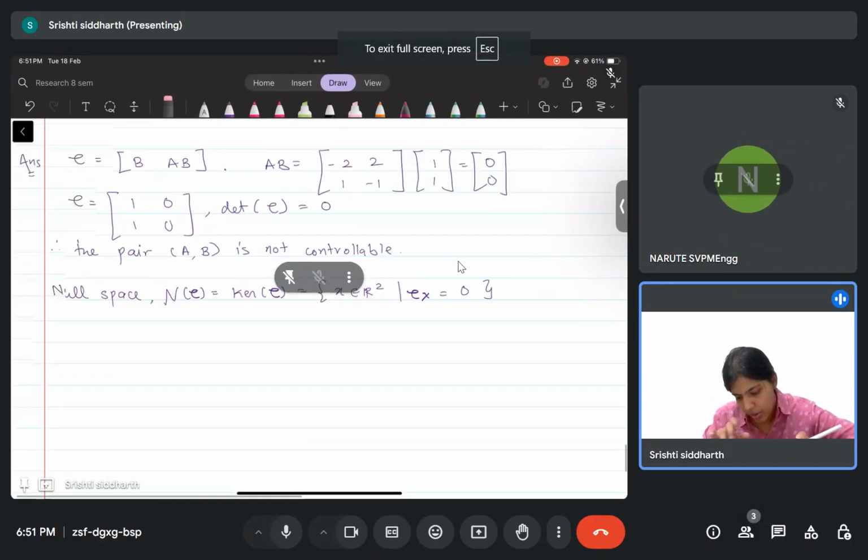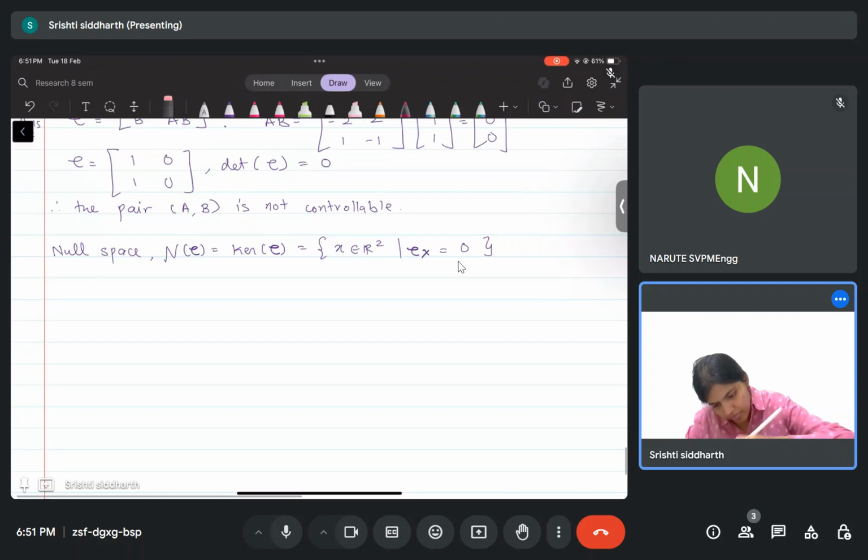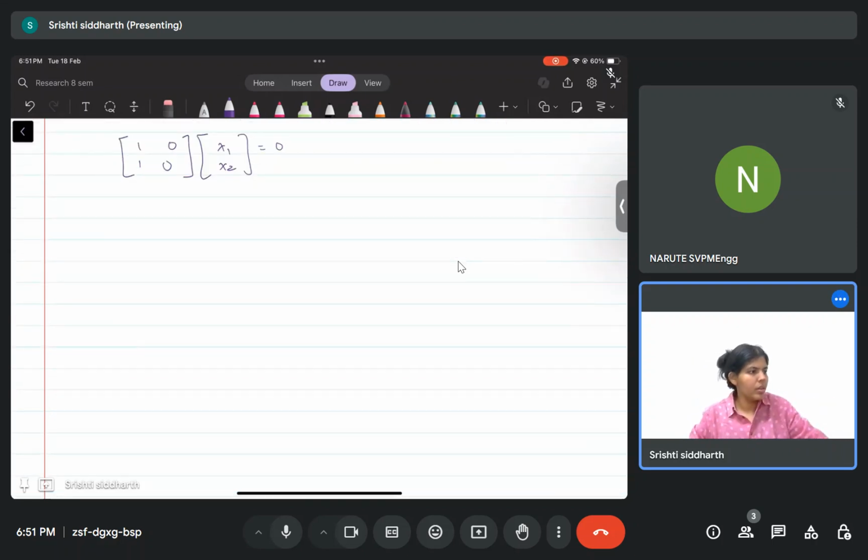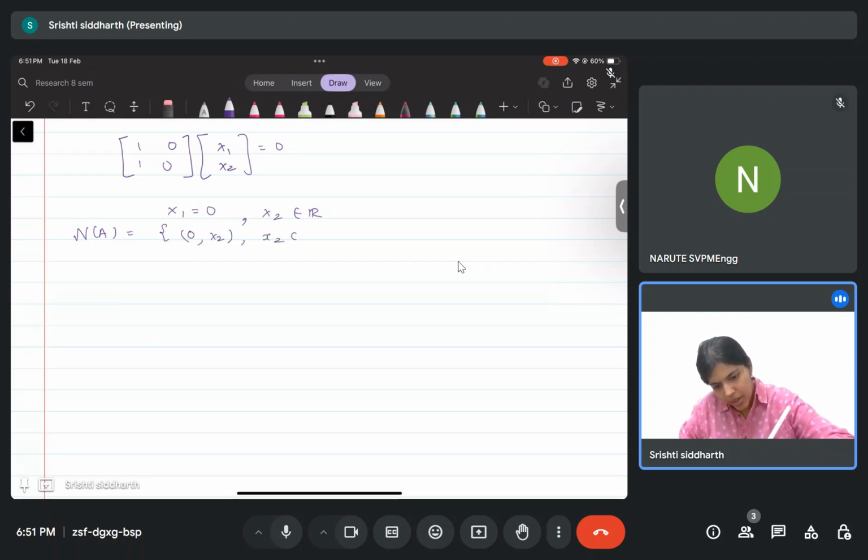Alright. So the controllability matrix is simply [1, 0, 1, 0], and we apply it to x1, x2 equals 0. So what do we have? We have x1 equals 0 from both the equations, and x2 can be any value. So the null space looks like the vector [0, x2], where x2 can be any real number.